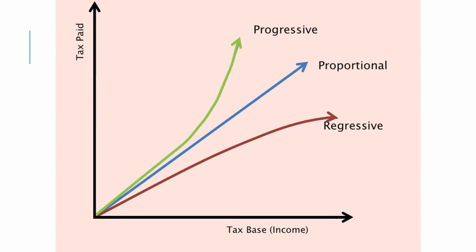So just to summarize, this is a good diagram to take down in your notes. As incomes rise under a progressive system, we proportionally pay more tax. Under a proportional system, we keep paying the same rate. Under a regressive system, we pay less. Most tax systems around the world are regressive at low incomes and then become more progressive at high incomes.